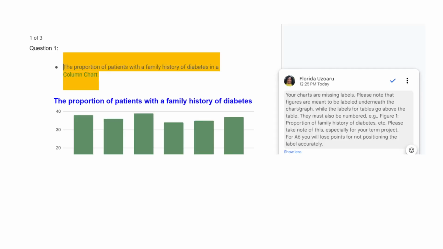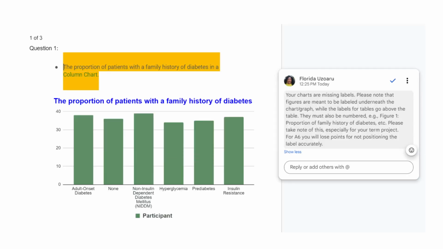Another thing that I wanted to talk about is as it relates to labeling. Some of you may have seen me leave a comment that says your charts are missing labels. Please note that charts are meant to be labeled underneath the chart or graph, while the labels for tables go above the table. They must be numbered, for example, figure one. In this case, you could say proportion of family history of diabetes. And this is very important that you don't do this in A6.